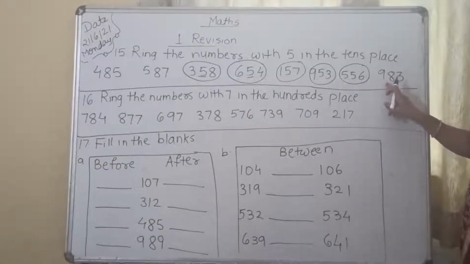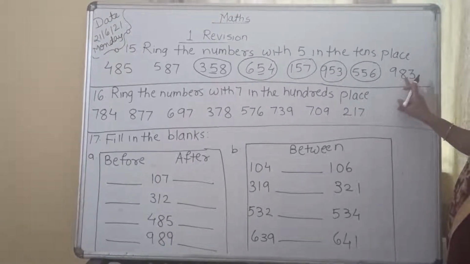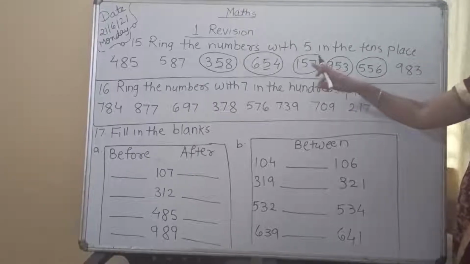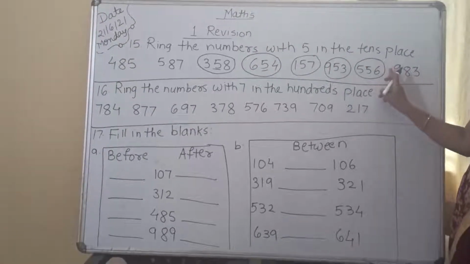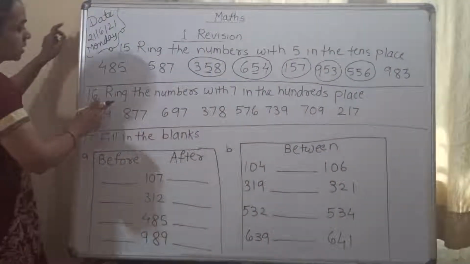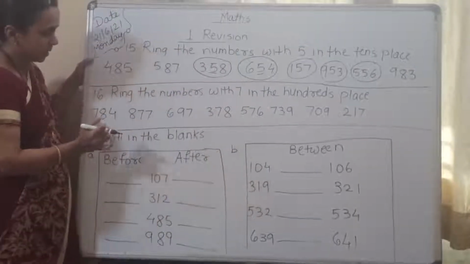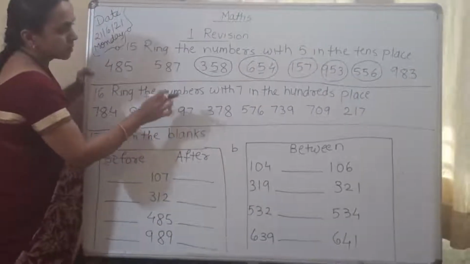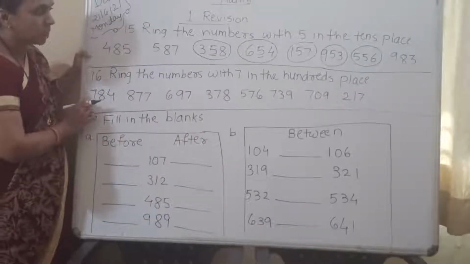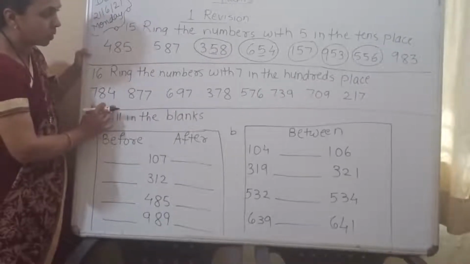Now 983. Ones, tens. So in the tens place 8 number is there. So no need to circle here. Okay. So in this way we have to circle these numbers. Okay. Now see 16th question. Ring the numbers with 7 in the hundreds place. So numbers are given. So in the hundreds place 7 digit we want.